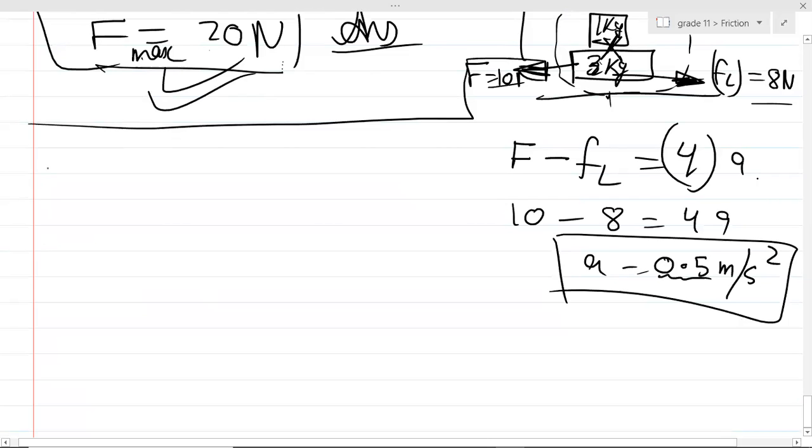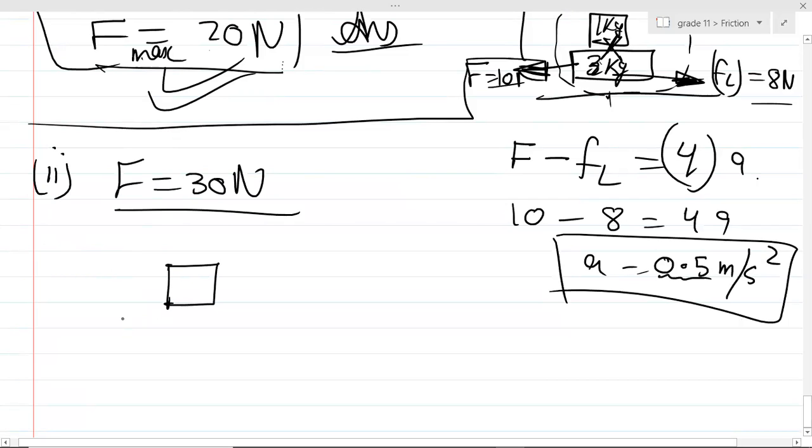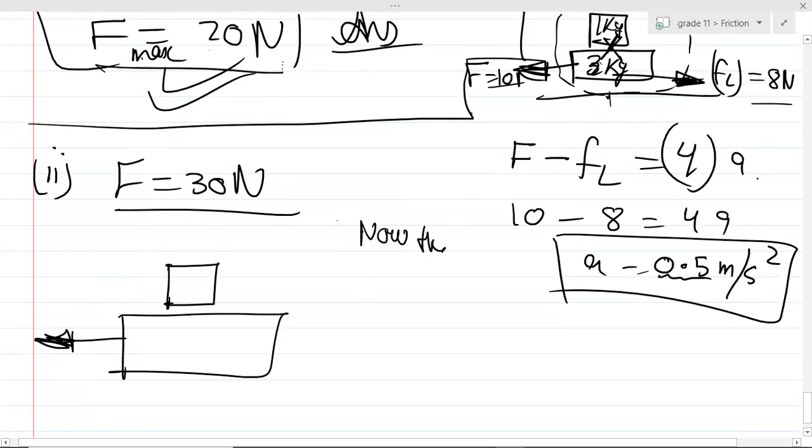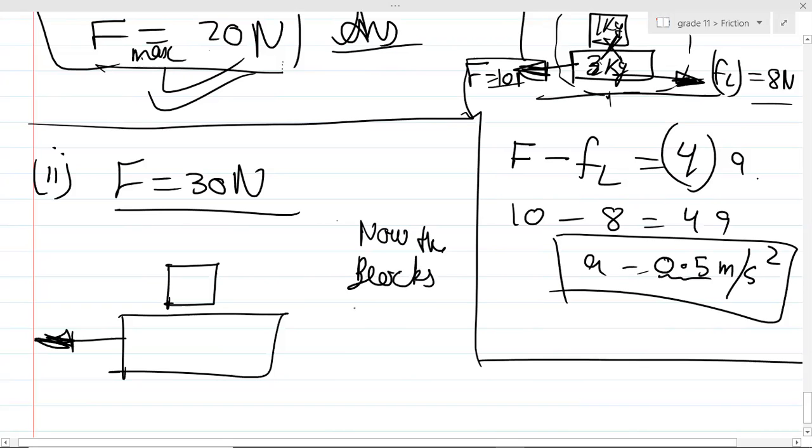Now, what is the second case, when the force is how much? 30 Newton. Now, when the force is 30 Newton, what will happen? Now the blocks will slide over one another, right? Will the blocks slide over each other? Since the applied force is greater than the maximum force, now the blocks will slide relative to each other.